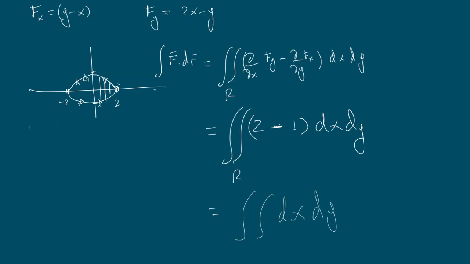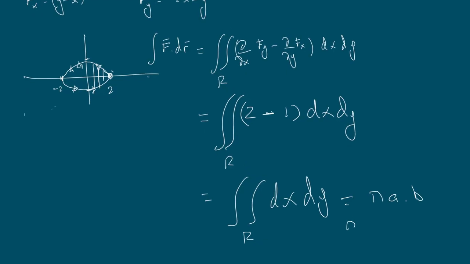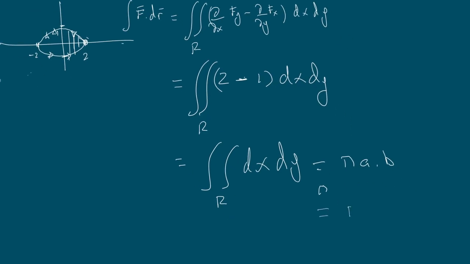And what is the integral of dx dy in the region R? It is the area of the ellipse. And what is the area of the ellipse? It is pi times a times b. And what is a? a is 2, b is 1. So pi times 2 times 1, so 2 pi. 2 pi is the line integral. Wow, powerful.